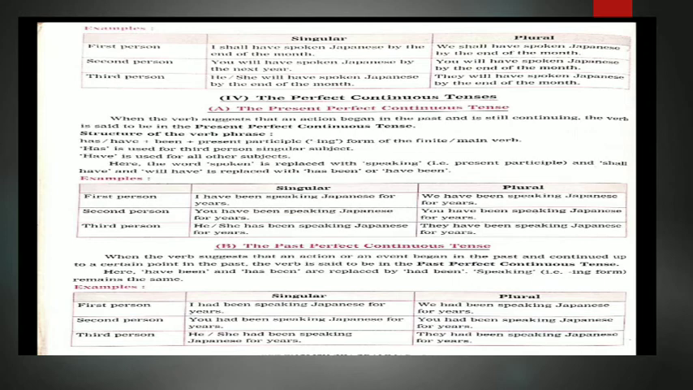I had been speaking Japanese for a year. We had been speaking Japanese for years. You had been speaking Japanese for a year. You had been speaking Japanese for a year, in the plural form. He or she had been speaking Japanese for a year. They had been speaking Japanese for years.